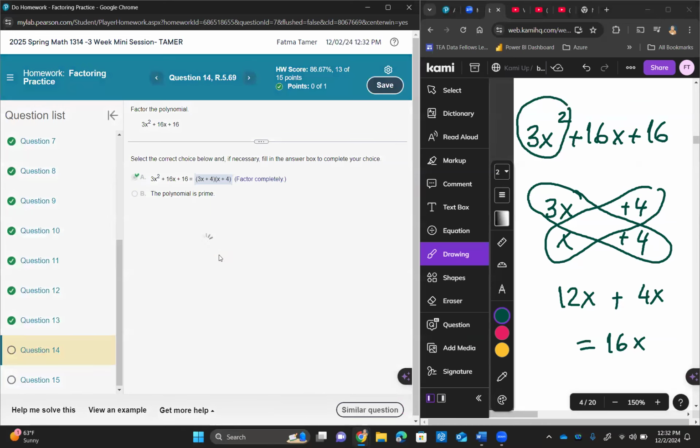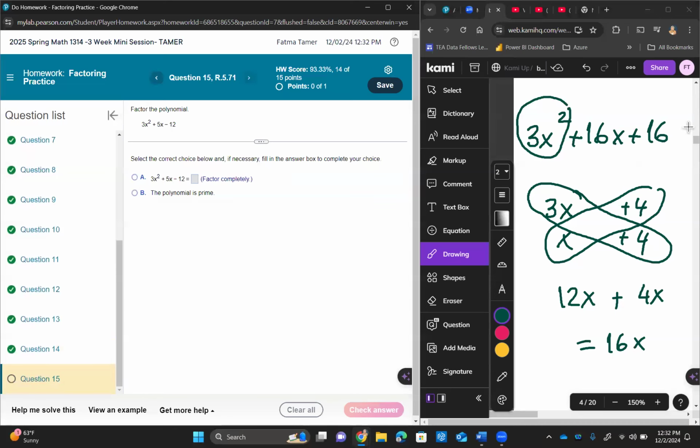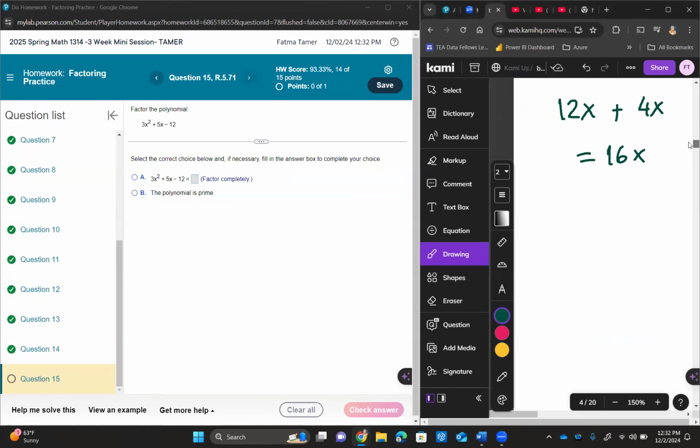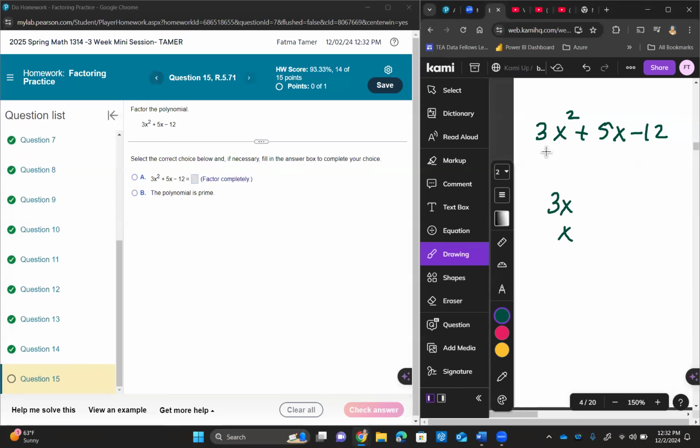The final question on this assignment is another one like this. It's given to me as 3x squared plus 5x minus 12. Okay. Again, I start with this. I can break it down as 3x and 1x. So when I multiply them, that's 3x squared. The last number is negative 12. So since it's a negative number this time, one of the factors will be positive, the other factor will be negative. There are multiple options.